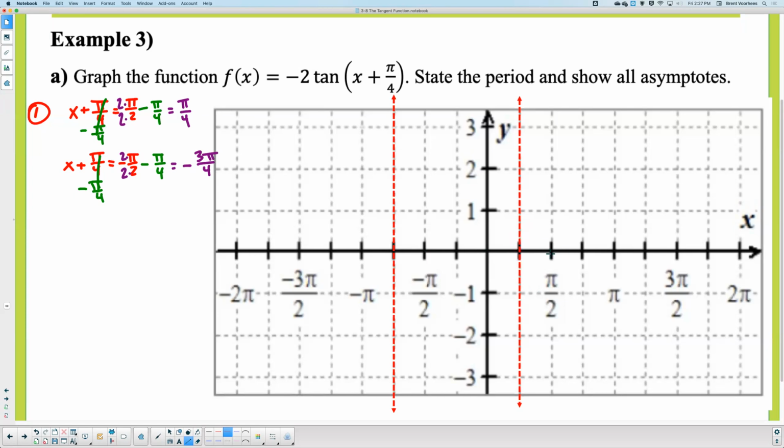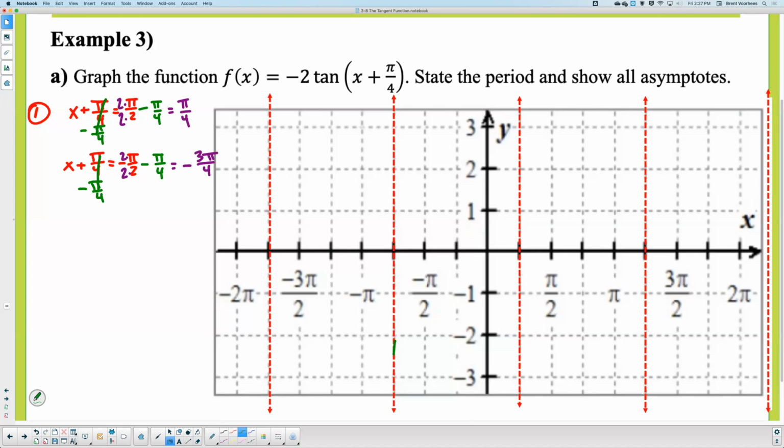So that means every time I have 4, I'm going to put another asymptote. So 1, 2, 3, 4. Add in another asymptote. 1, 2, 3. Don't quite make that one. It would be somewhere over here. Like that. 1, 2, 3, 4. I have this one right there. There are all my asymptotes.